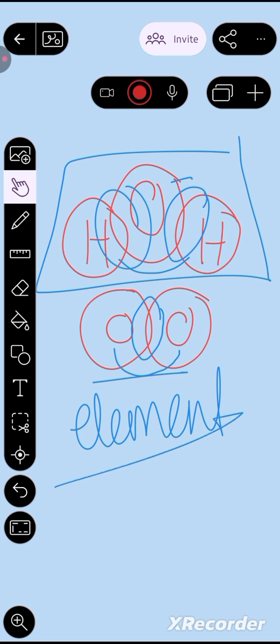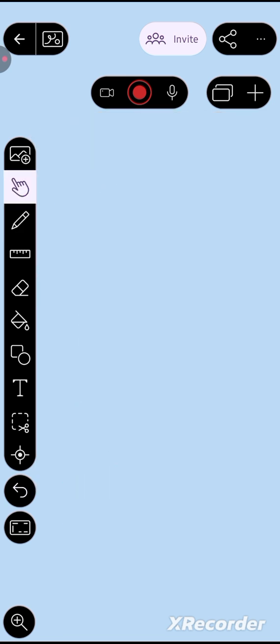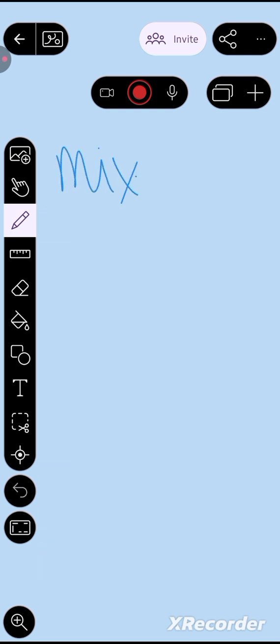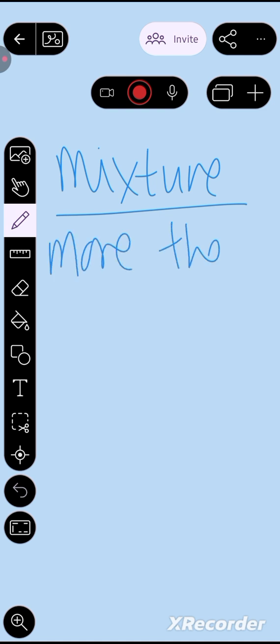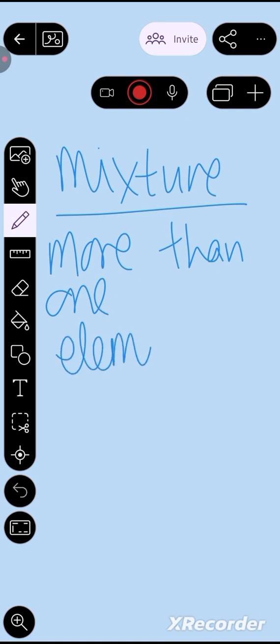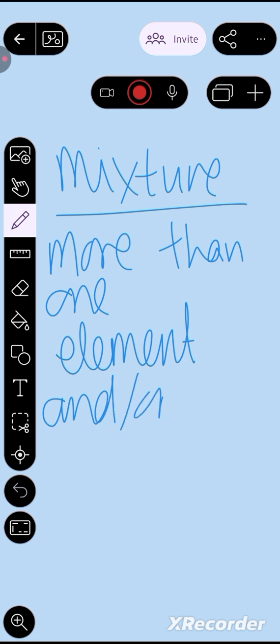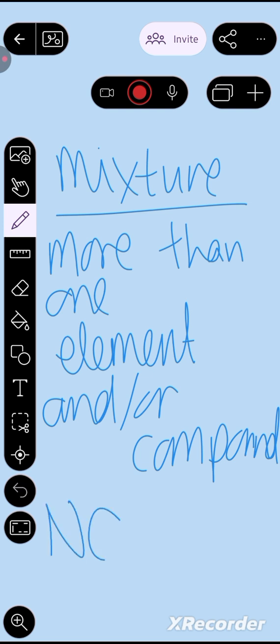So, in order for this to become a mixture, what happens is a mixture is actually when a substance contains more than one element and or compound. The difference is these are not chemically bonded.